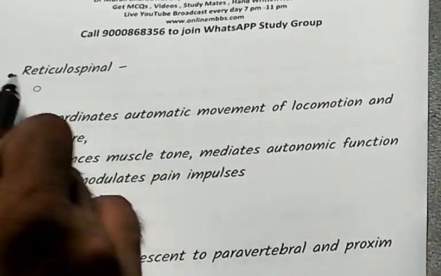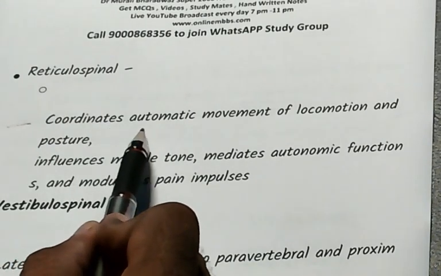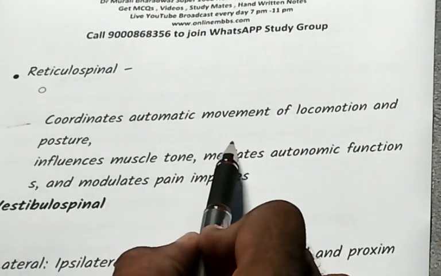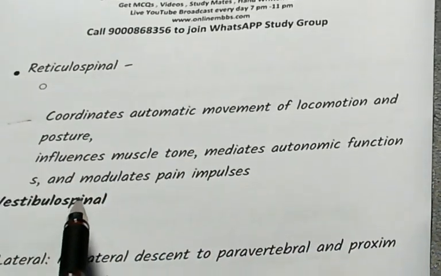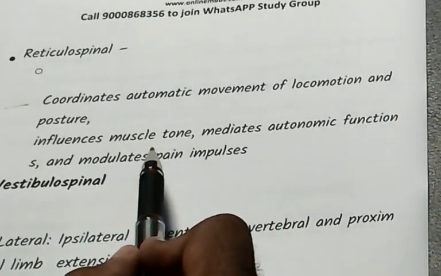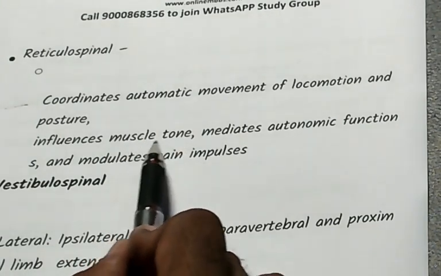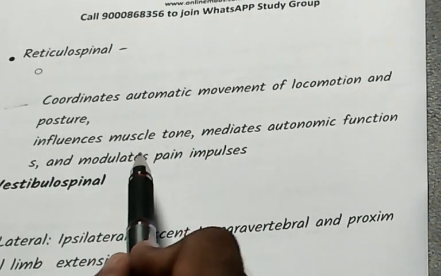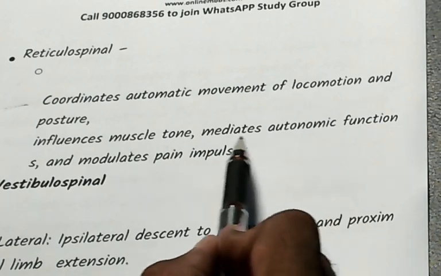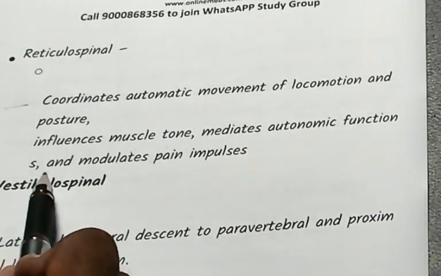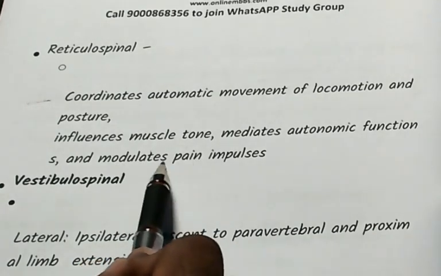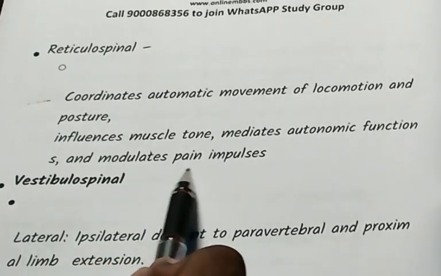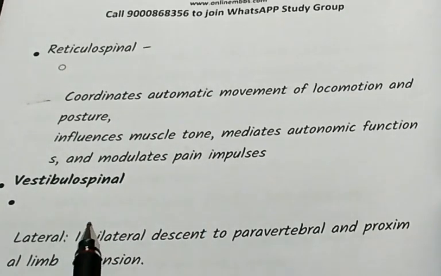Reticulospinal. It coordinates the automatic movement of locomotion, automatic movement of posture, and mainly reticulospinal will affect those muscles which are controlling our muscle tone, and those muscles which are mediating the autonomic functions. And also reticulospinal is involved in modulating the pain impulses, is what you have to basically remember.